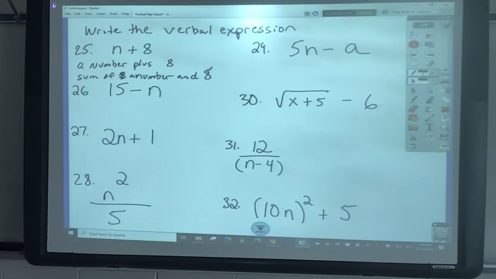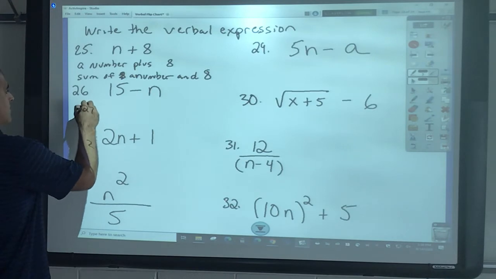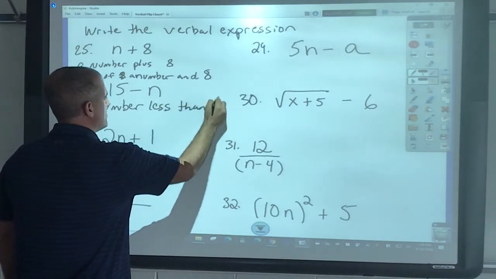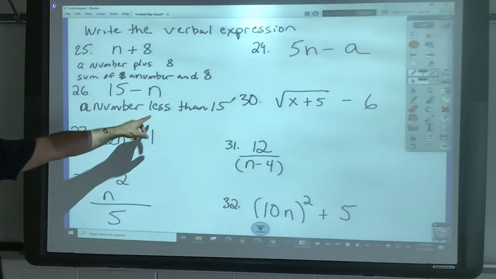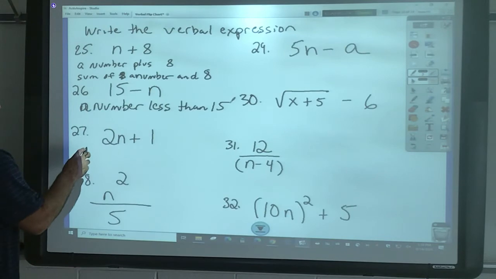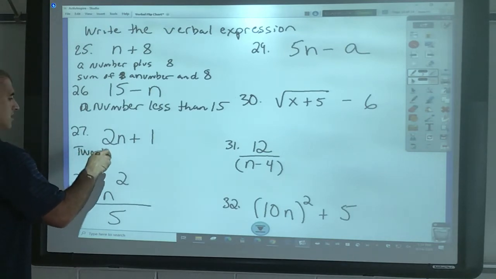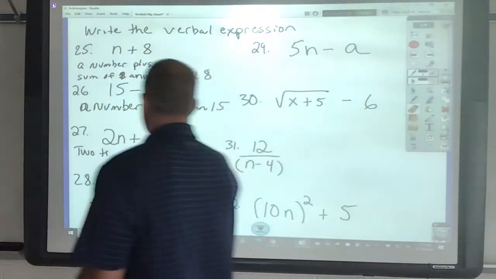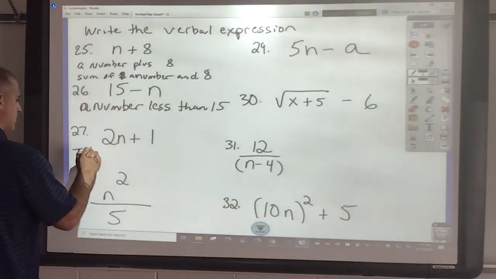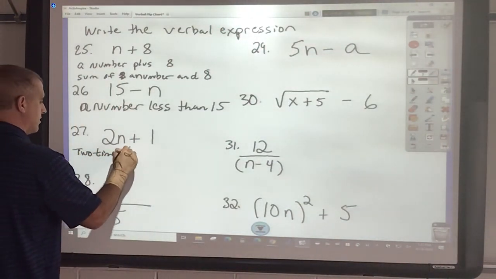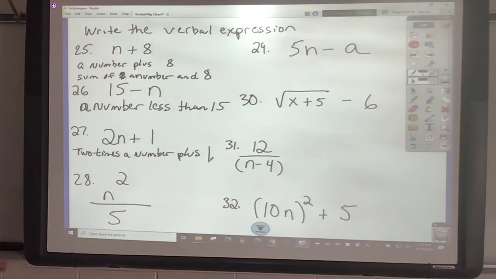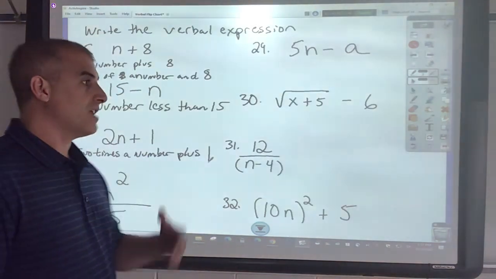Now, something I would do maybe for this one. Okay? N, a number less than 15. Somebody say, Mr. Evans, but the 15 was first. Yeah, but remember, less than flips that around. Okay? All right, so what do we got here? All right? All right, there's a couple different ways. You could say 2 times a number plus 1. That works. You could also say the sum of 2 times a number and 1.